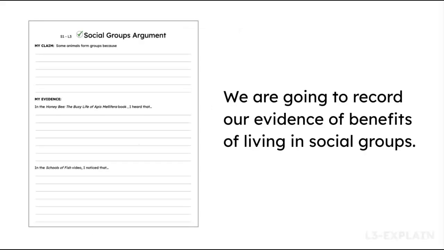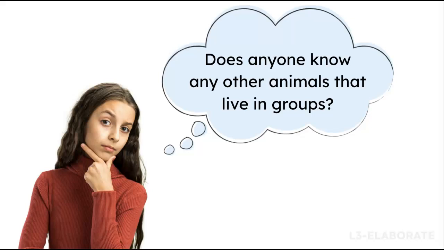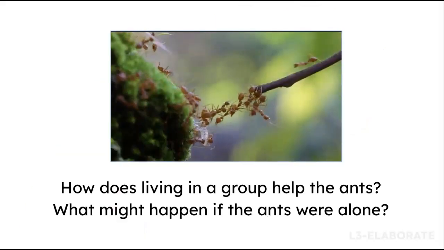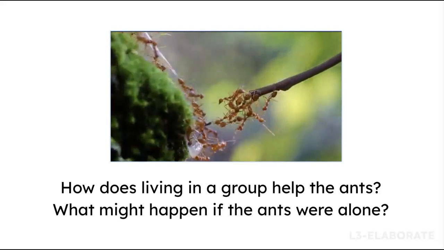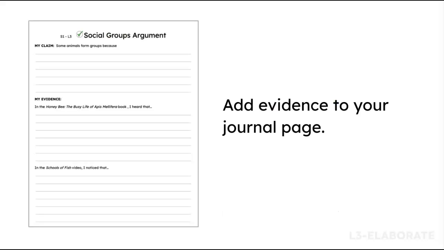And you'll have students use the Social Groups Argument student journal page to record evidence about the benefits of living in social groups. They will add to this journal page throughout the remainder of this lesson. For the Elaborate portion, you'll ask students if they know of any other animals that live in groups. You'll show students a video of ants and ask questions about how living in a group helps them. You'll then allow students to turn and talk and add evidence to the Social Groups Argument student journal page.